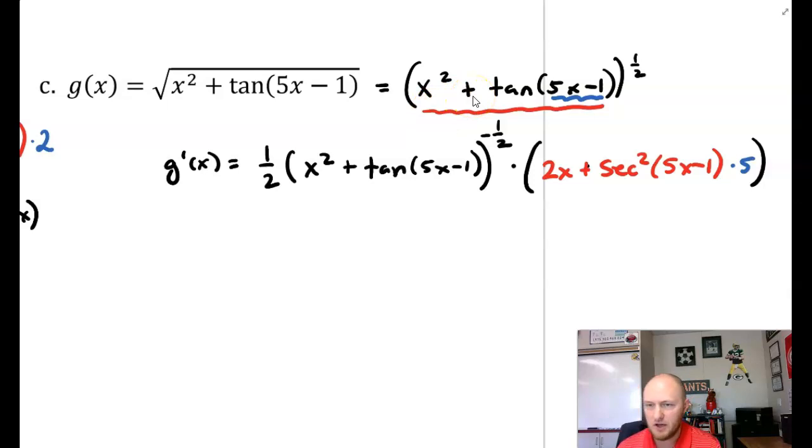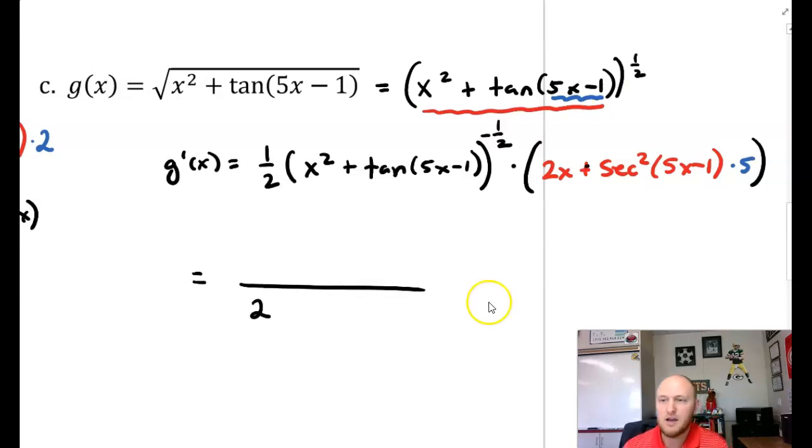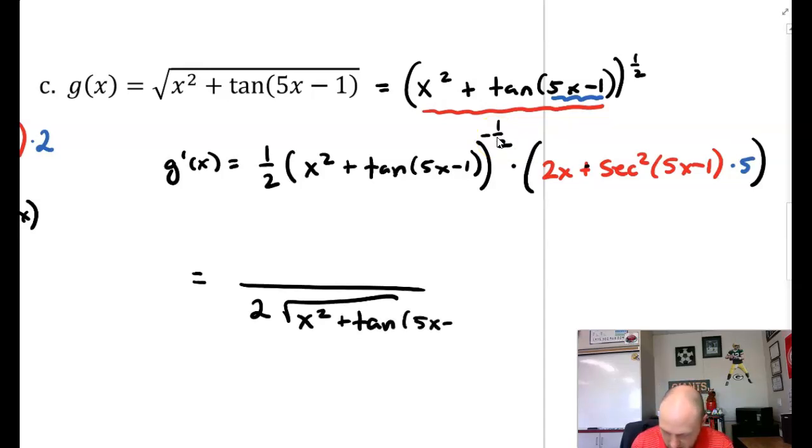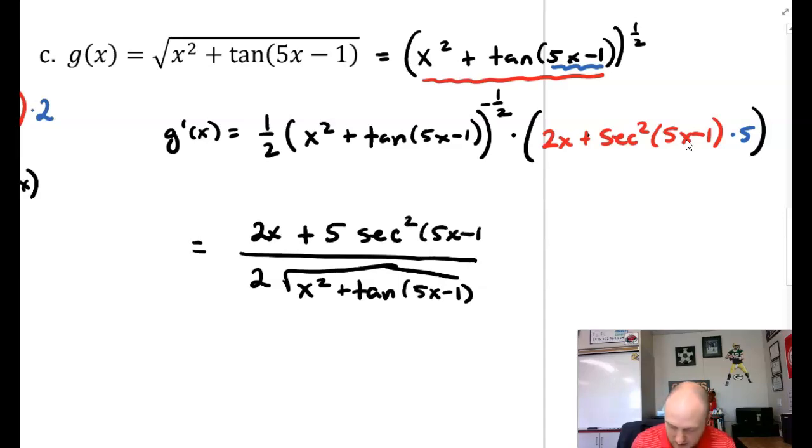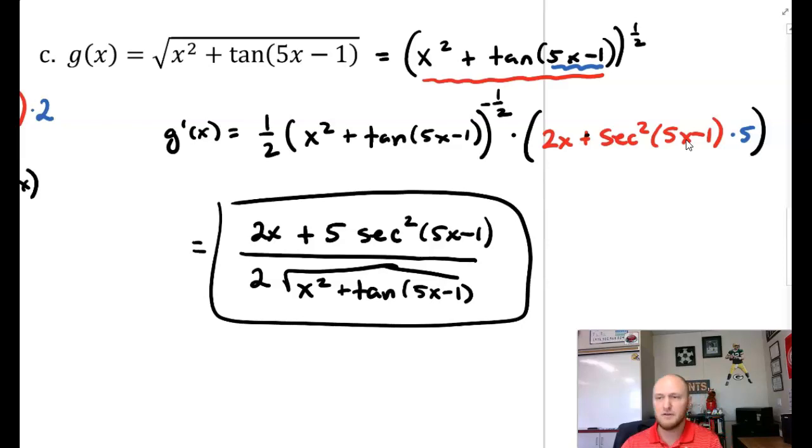Okay? So if I wanted to rewrite this, let me put the 2 in the denominator with my negative exponent, that negative 1/2. That's going to go down into the denominator, so square root of x squared plus tangent of 5x minus 1. And then this portion is going to stay in the numerator, right? So we have 2x plus, and I'm just going to move that coefficient of 5 in front, 5 secant squared of 5x minus 1. There's your derivative. There's g prime.